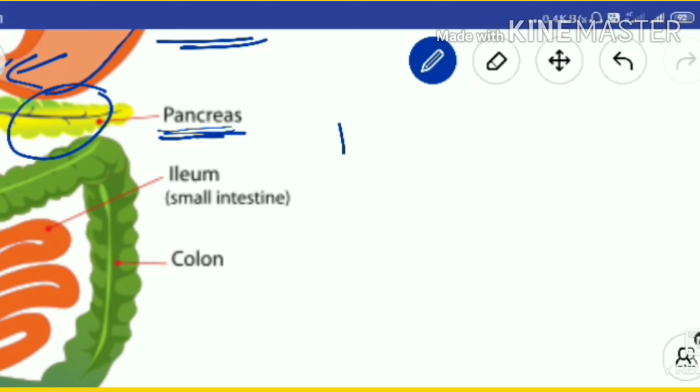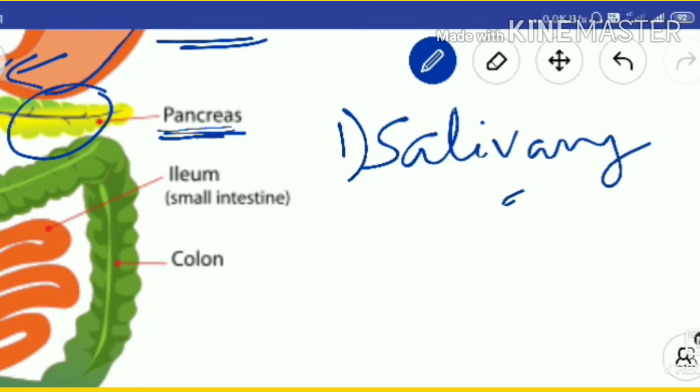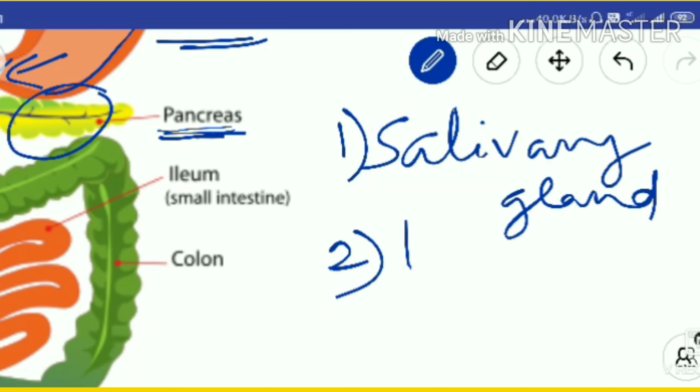One is, in the mouth we have a digestive gland. What is the name? Salivary gland. Okay, salivary gland, very good. What is the other gland? The second one, in the small intestine. In the small intestine, liver.